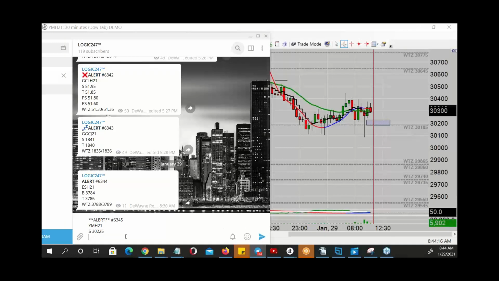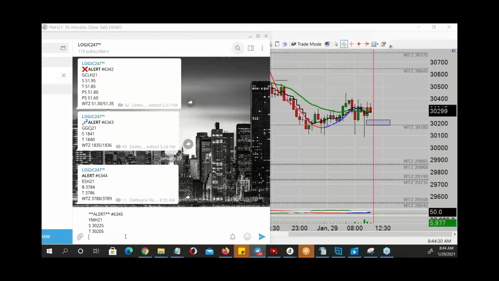32.25, initial target. 30.205, 20 points, $5 a point. Initial target, $100 per contract traded. And then the final trade to target on this will be the zone at 30.185/31.90.